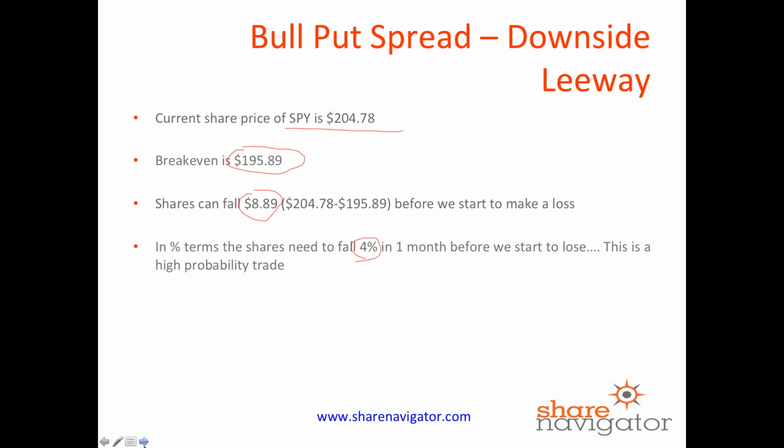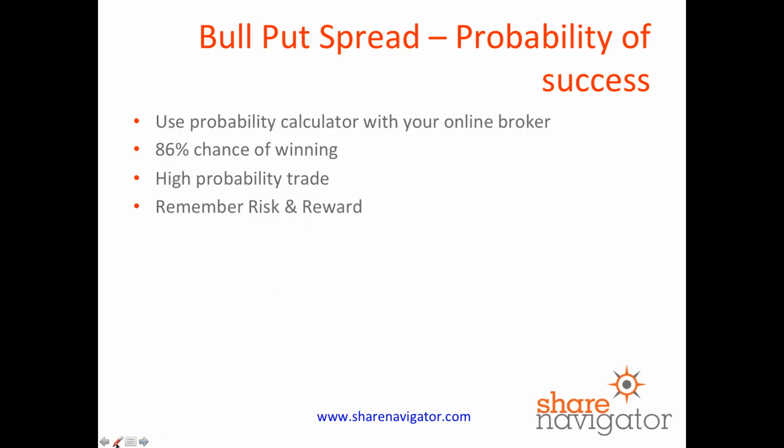And this brings us into the next section, which is probability of success. So any good brokerage house will have a probability calculator which you can use. Now, in our particular broker, we had an 86% chance of winning. So it's a high probability trade.